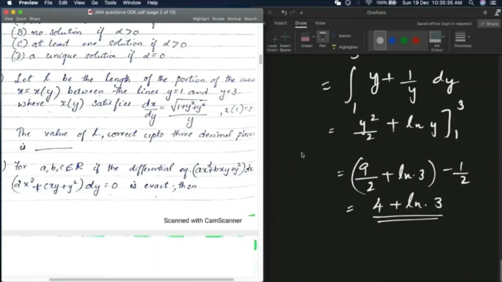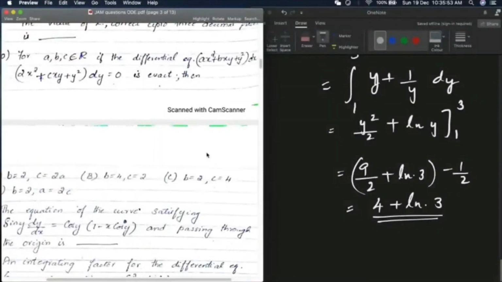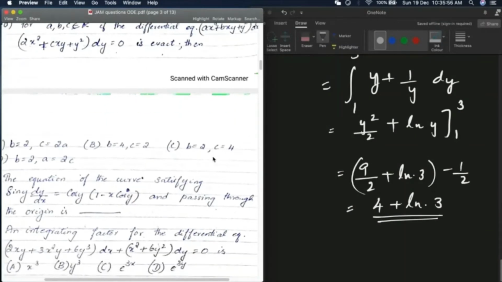This is again a similar problem. For a, b, c elements of R, real numbers, if the differential equation (ax squared plus bxy plus y squared) dx plus (2x squared plus cxy plus y squared) dy is equal to 0 is exact, then this is one kind of problem that you can expect always, either for numerical entries or else for MCQs.